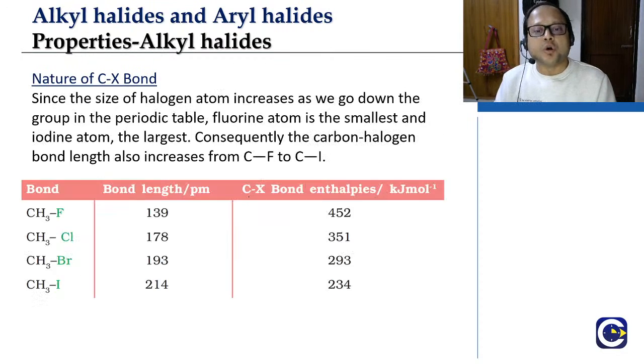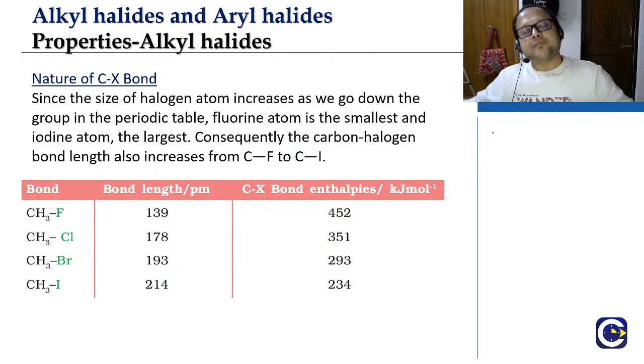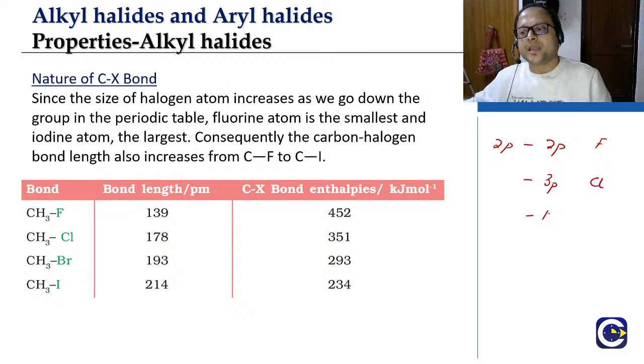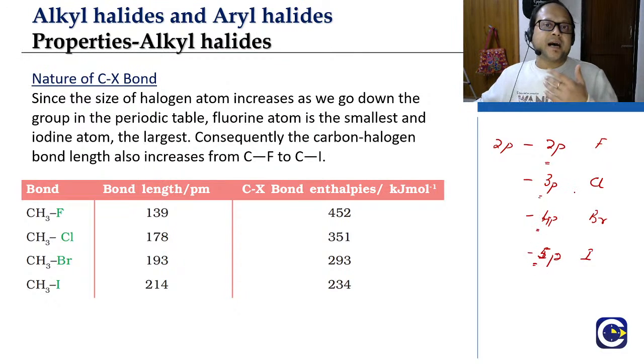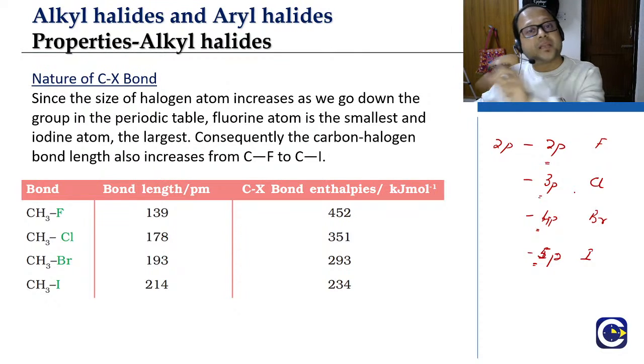As we go down the group, the size of the atom increases. In C-F, carbon is 2p and fluorine is also 2p. Then chlorine is coming from 3p, bromine from 4p, and iodine is overlapping with carbon with its 5p orbital. So as we go down the group, size automatically increases because you are using higher orbitals, atomic orbital subshells of higher order.